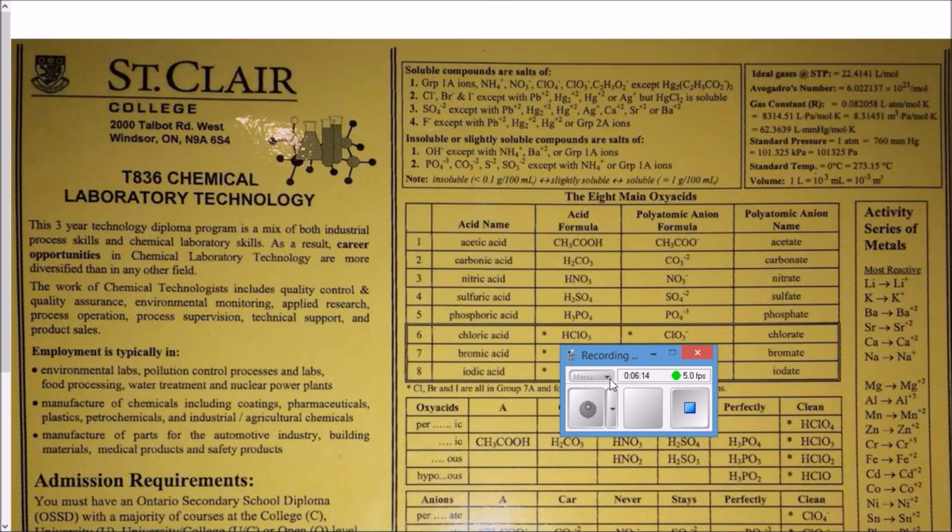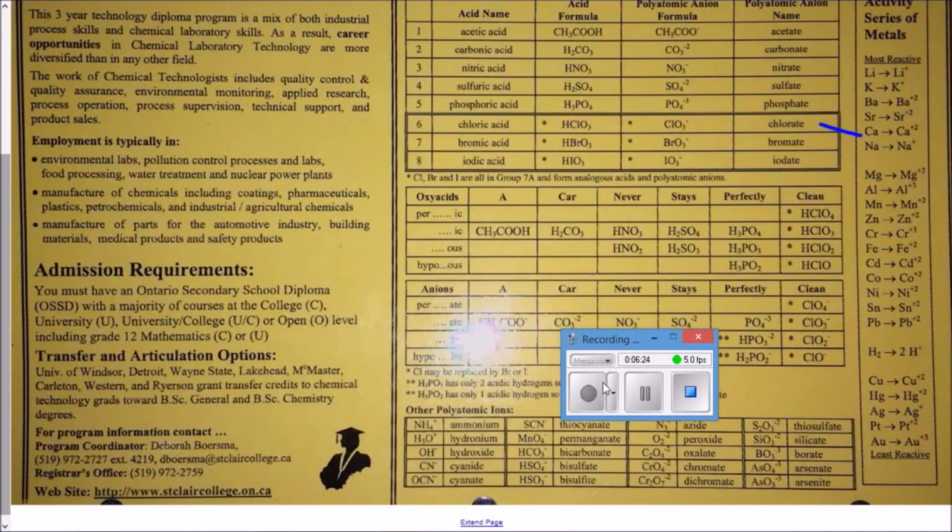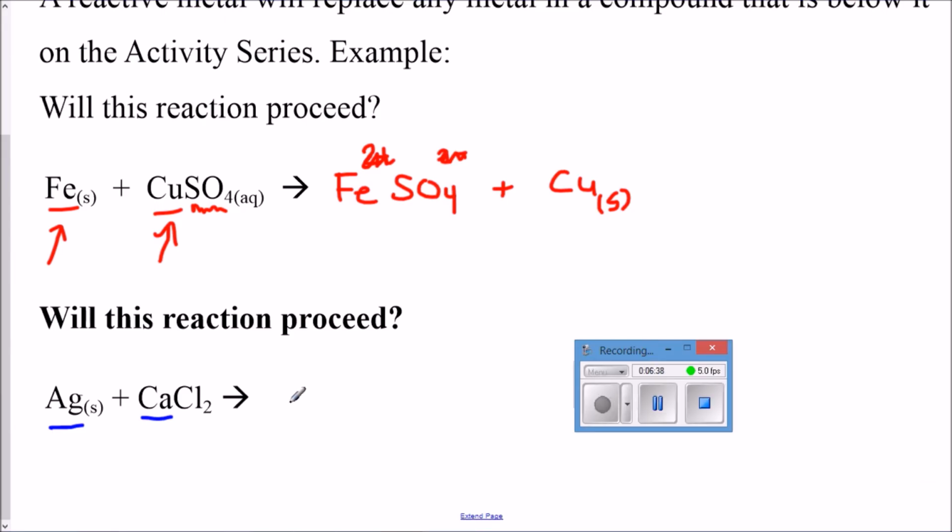When we look at the series, we can see that calcium is located way up here. And the other thing that we're looking at is silver, which is located way down here. So calcium is already with the pair and silver is way lower. That means calcium is going to win out over silver. As a result, we are going to get NR, or no reaction, because silver is lower than calcium.